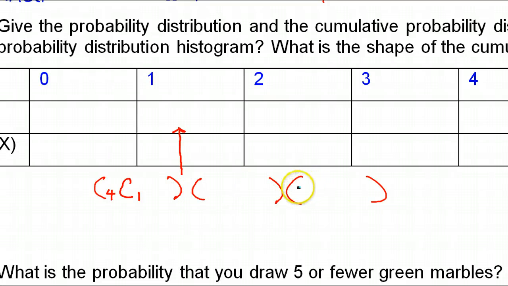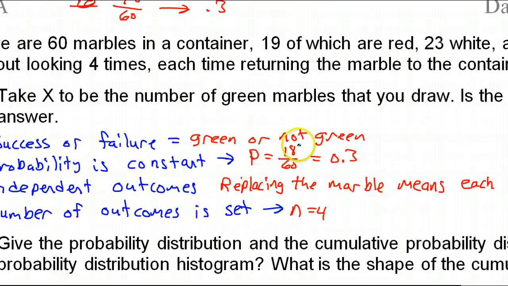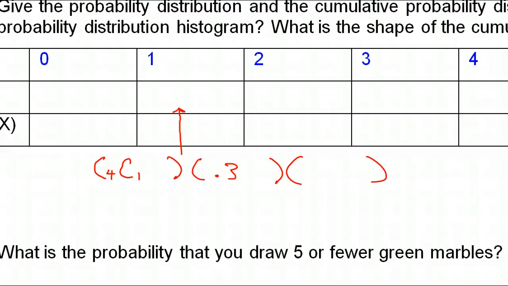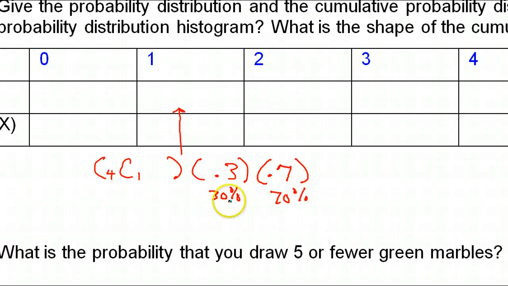The next two are probabilities. The probability of success, we already decided was 0.3. Remember how we decided that? Because it was 18 green marbles out of a total of 60. So every time you reach for a green marble, there's a 0.3 probability. And then there's a probability of failure, which is going to be 0.7. Think 30% and 70%. If there's a 30% chance of success, that means there must be a 70% chance of failure. The total has to be 100%. So that's where the 0.7 came from.